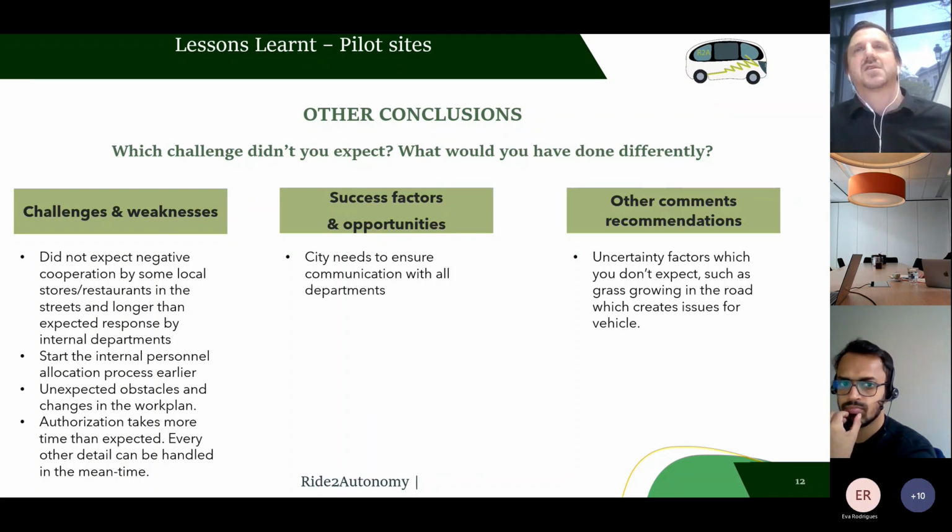Success factors: the city needs to ensure communication with all departments, and it was already mentioned to have a key contact. And other comments, recommendations were uncertainty factors, which you don't expect, such as grass growing in the road, creating issues for a vehicle. So yes, this all goes back to the route planning, and some of this is in the scalable model toolbox recommendations too, as far as potential barriers to really consider in the planning phase.